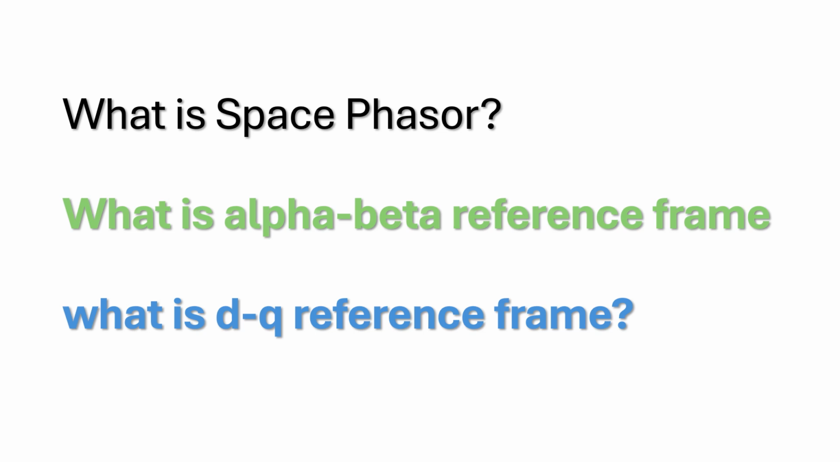So what is space phasor and what is alpha beta reference frame? What is DQ reference frame? These concepts are very important in control of induction motor, grid-connected PV system, or PMSM motor control, etc. Or to give pulses for a grid-tied inverter.